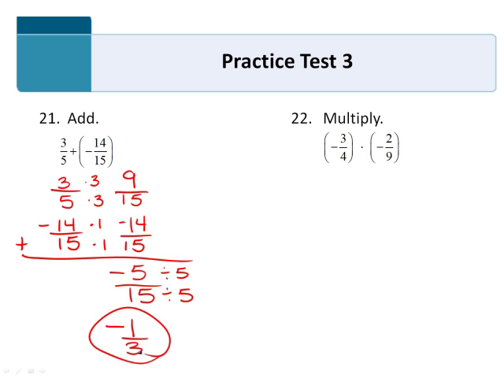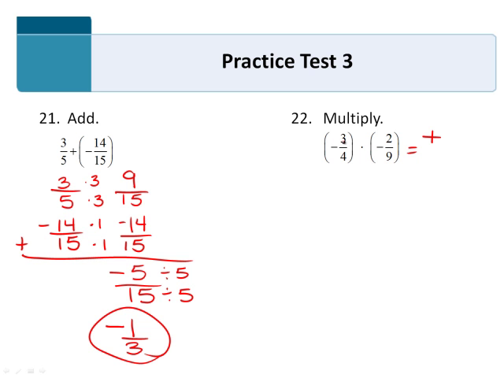All right, 22. We're multiplying fractions again. So remember, you don't need a common denominator. You just need to figure out the sign and see if you can cancel. So first of all, a negative times a negative will be a positive. Now, I can cancel 3 and 9 and 2 and 4. Everything's going to cancel.